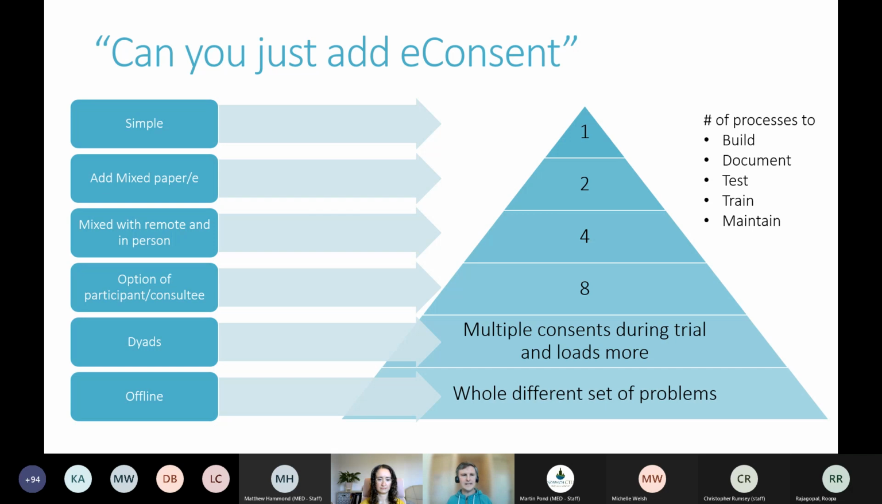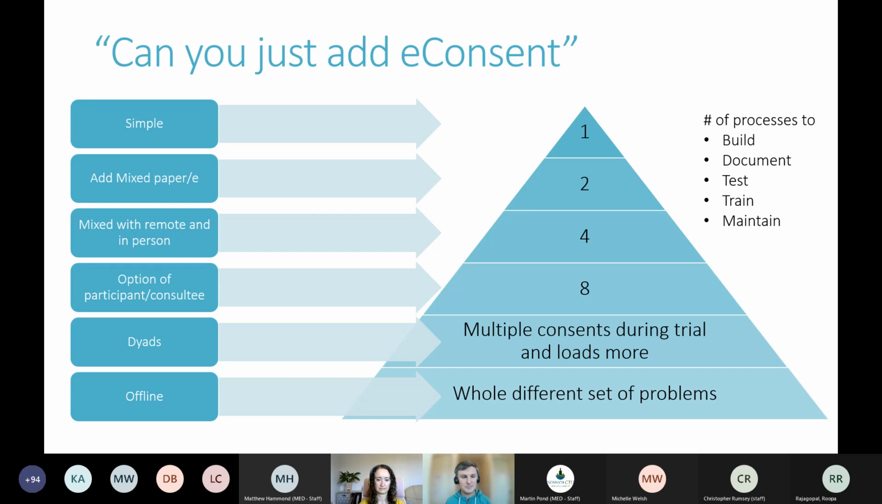So this can be quite sneaky when someone says, can you just add eConsent to this? It sounds quite simple at first, and it might be if you're just recruiting a participant. However, maybe if you want to recruit a participant and have the mix of paper or electronic consent, you've now got 2 different processes to build and document and test. Then once you start adding in a remote or in-person consent choice as well, you've now got 4 different processes to test, and you can kind of see how it goes. So each new bit of flexibility doesn't just add one thing, it sort of multiplies up all the previous steps. So it gets exponentially harder to build and maintain.